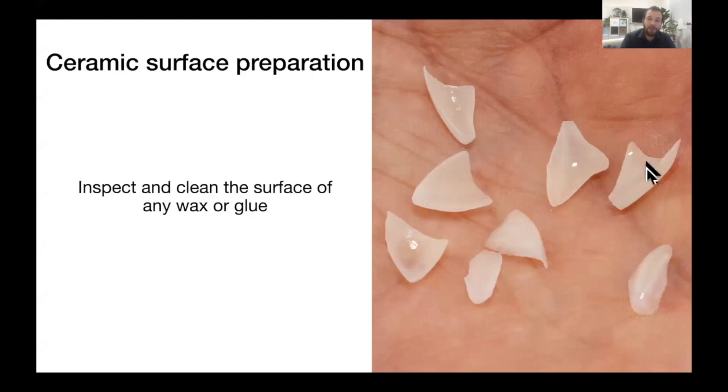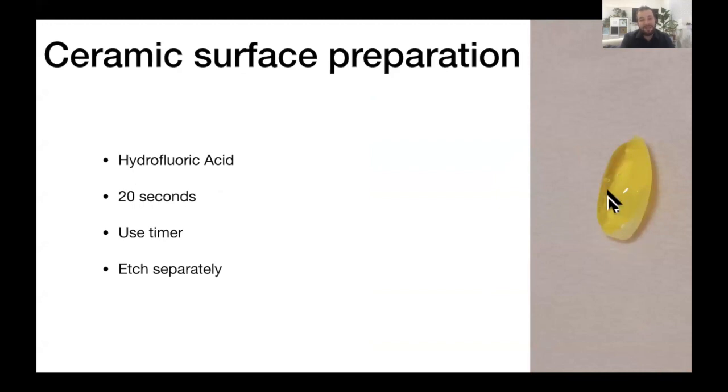So you want to check your veneers. In this case, those are partial veneers, which means they are feldspathic. You want to make sure they are clean and free from glue or wax or anything that your lab technician left behind and didn't clean for you. Because if you put your acid etching here and the surface is not clean, you basically didn't etch it. In this case, we have a very tiny partial veneer, so we place hydrofluoric acid for 20 seconds.